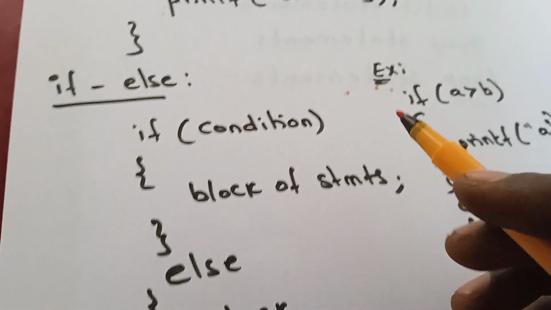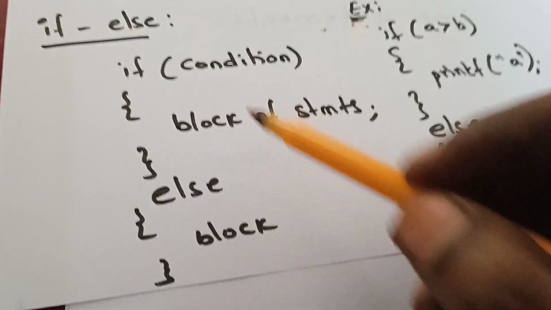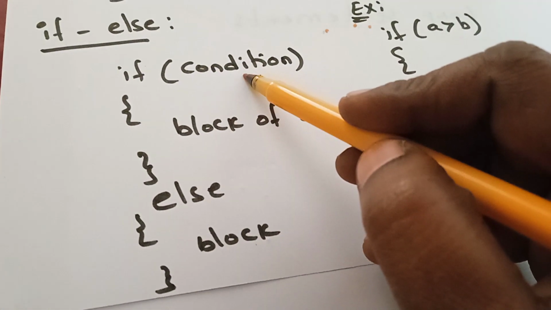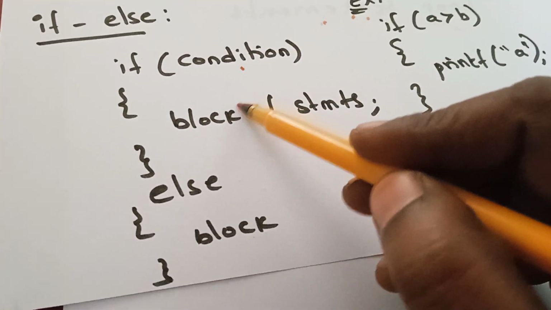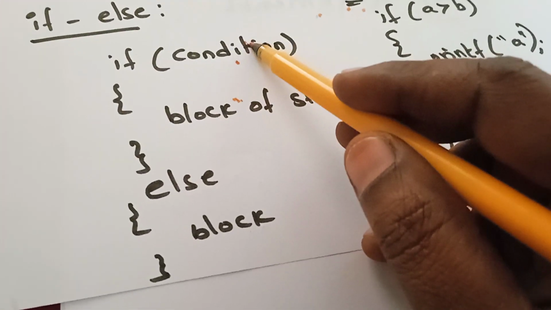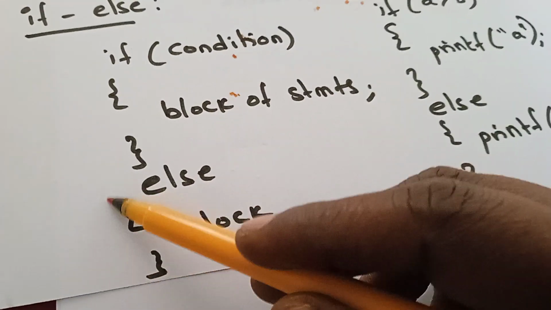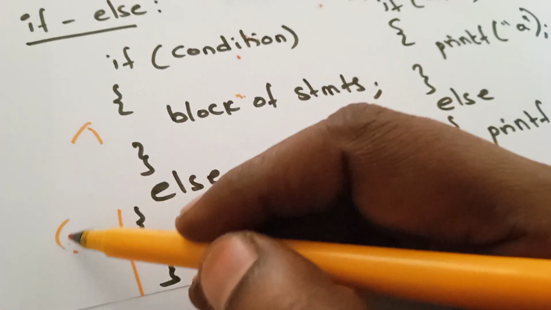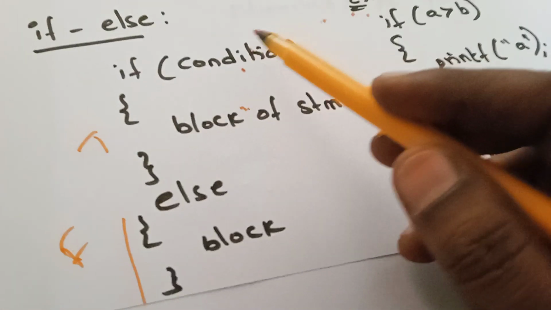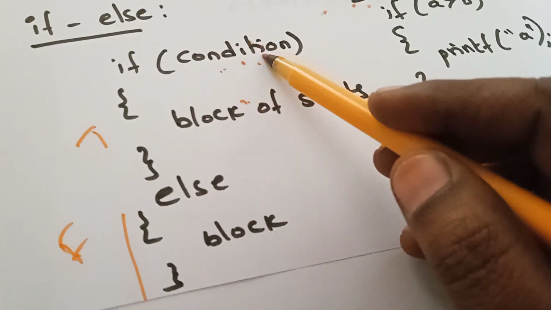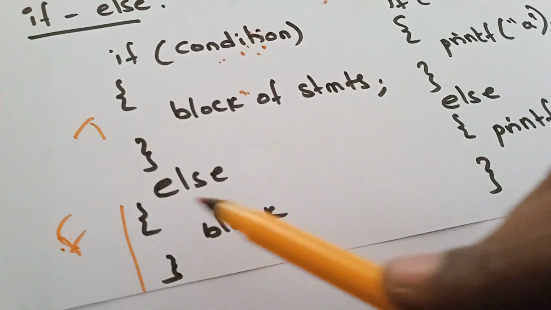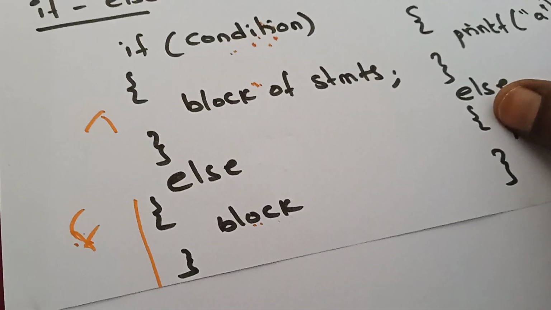Now look at this if else. If else means both cases will execute. If it is true, then we'll execute this block. If it is false, where will we go? We'll execute this block. This is the true block and this is the false block. That means depending upon the condition we are writing here, if it is true, we'll execute this block. If it is false, we'll execute this block of statements.